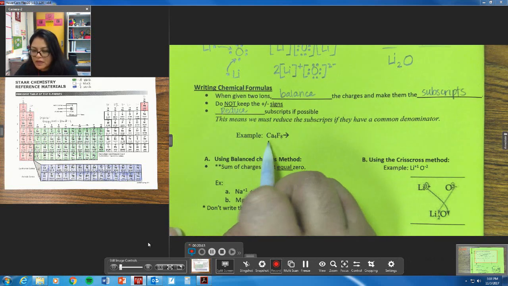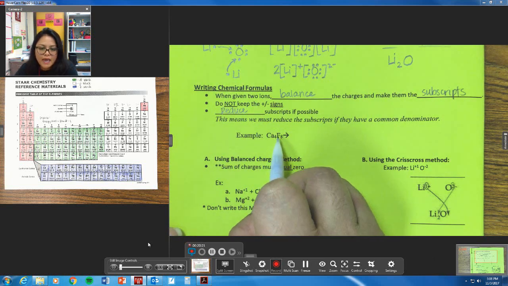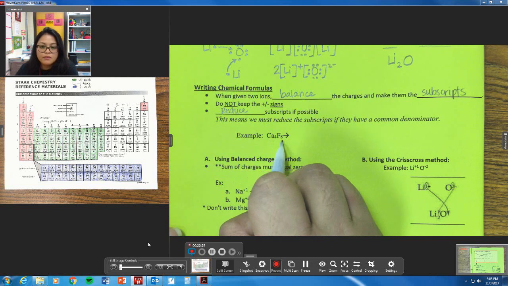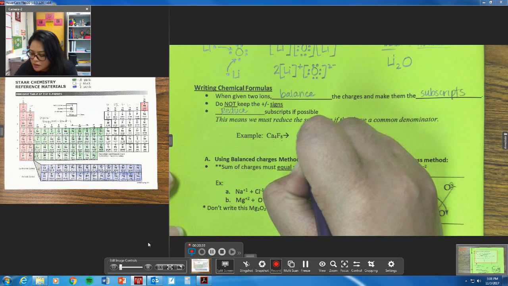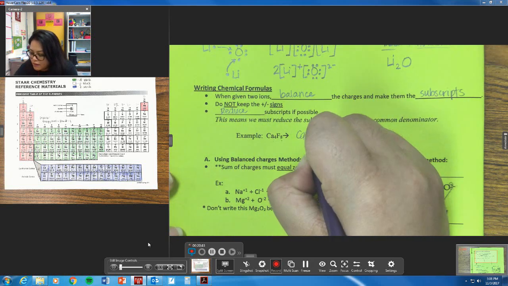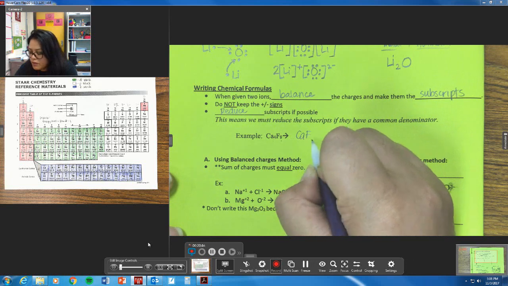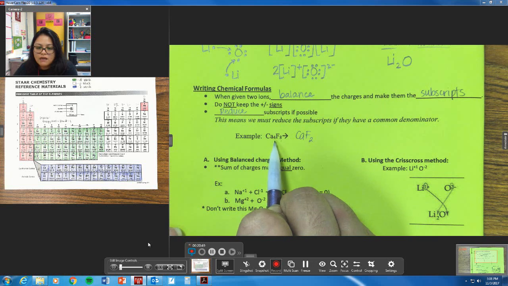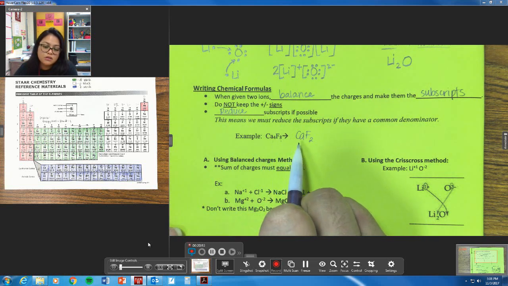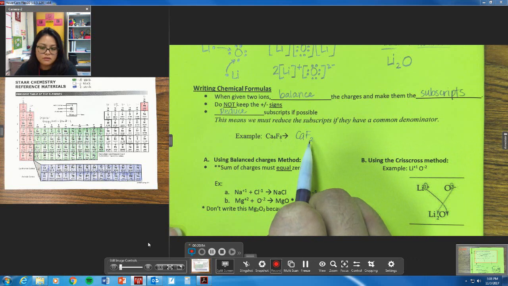So in our example, we have calcium 4, fluorine 8. So we have 4 calciums and 8 fluorines. Well, 4 and 8 can be reduced into smaller numbers. Our common denominator for 4 and 8 would be 4. So 4 divided by 4 is 1, so calcium would then be 1. And fluorine, 8 divided by 4 would be 2. So when we reduce it, Ca4F8 is going to be reduced to CaF2.